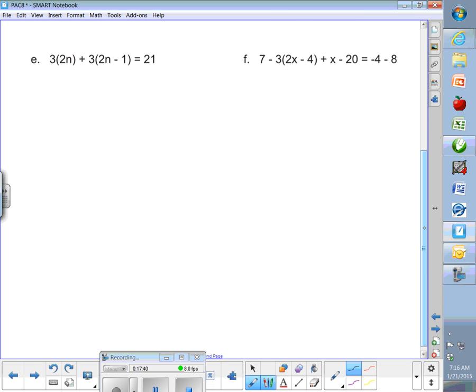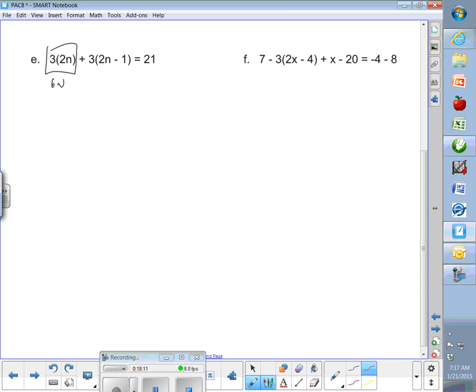Again, if at any time you want to do them on your own, pause the video, go ahead and work through them, and then turn it back to play to see if you've got it correct. All right, we've got a couple things going on in E on the left-hand side. Everything's happening on the left. Be careful here. This looks like distributing, but it's not. This is just multiplication of 3 times 2n. That's all it is. 3 times 2n is 6n.